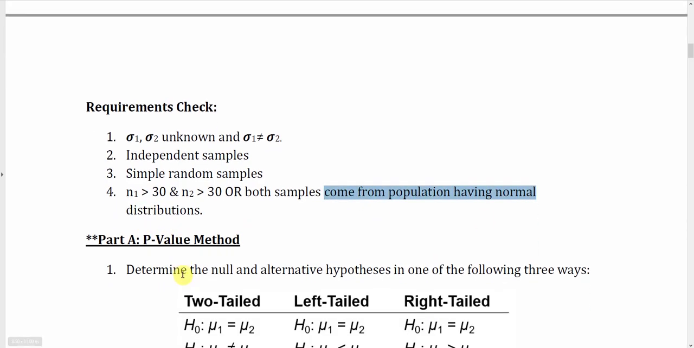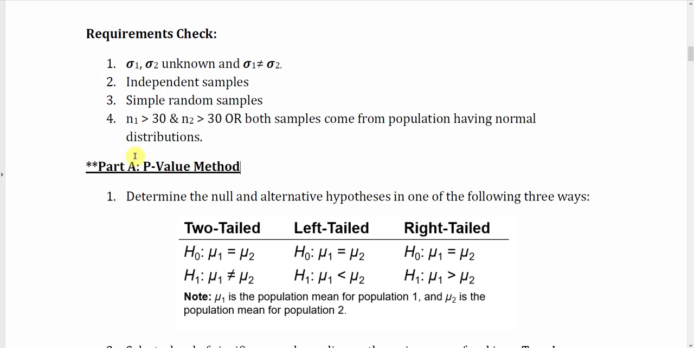As always, we have two different methods we use for the testing. Either we can use the p-value method or we can use the critical value method. I prefer the p-value method because a lot of technology nowadays displays the p-value, especially the TI-83 or 84 Plus. They have a program to display the p-value.